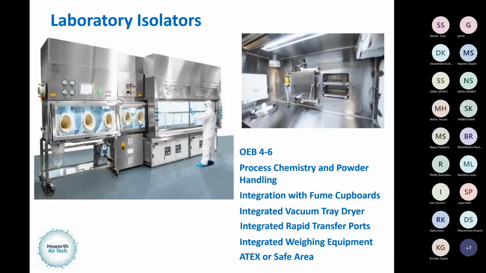At the top right there, you can see the tray dryer has been integrated into the isolator, so we can then transfer a slurry into the chamber, do the drying process, and then that will come out as a dry powder, and we can handle that safely within the isolator. You'll see the word integration on the screen. That's a word I'm going to use quite a lot today.